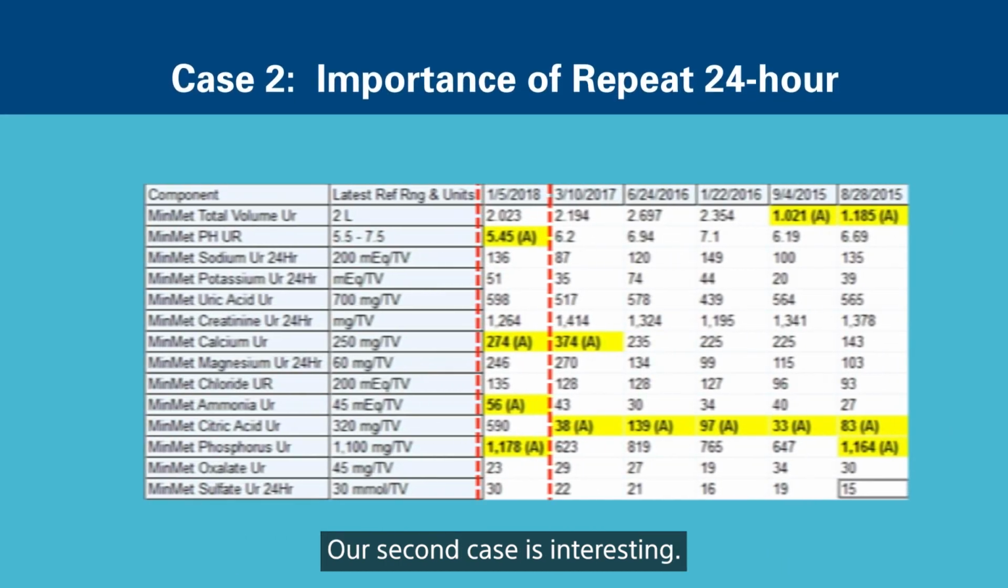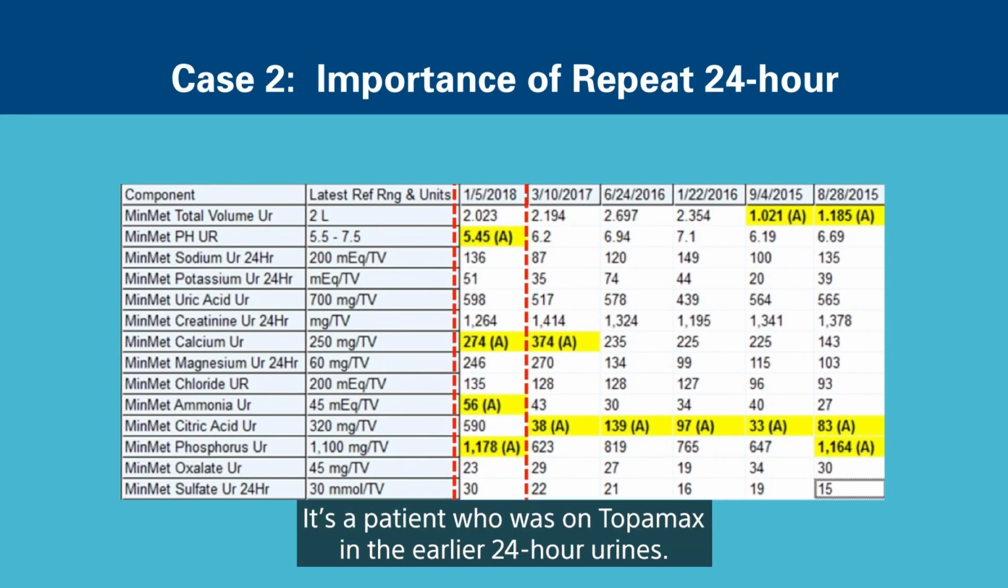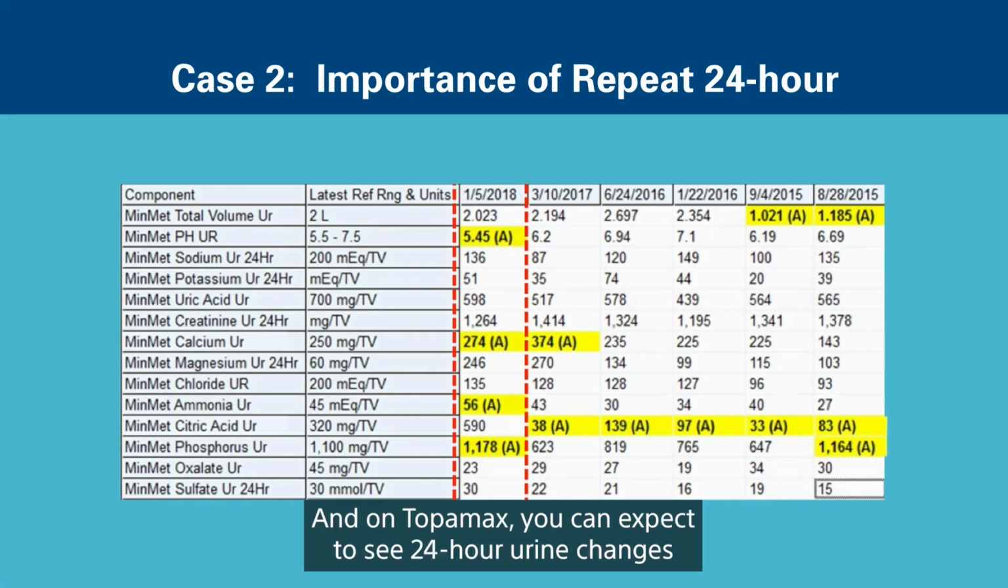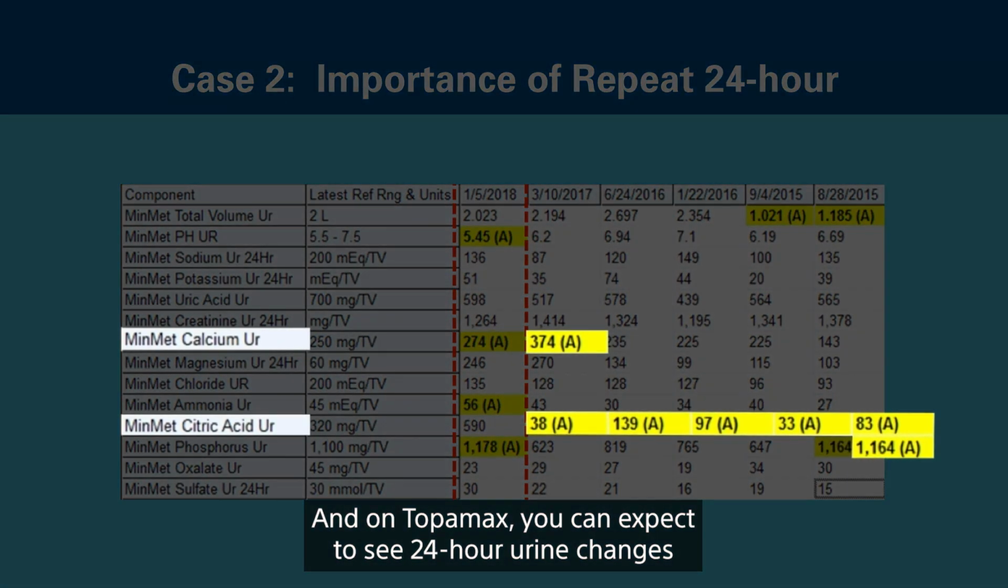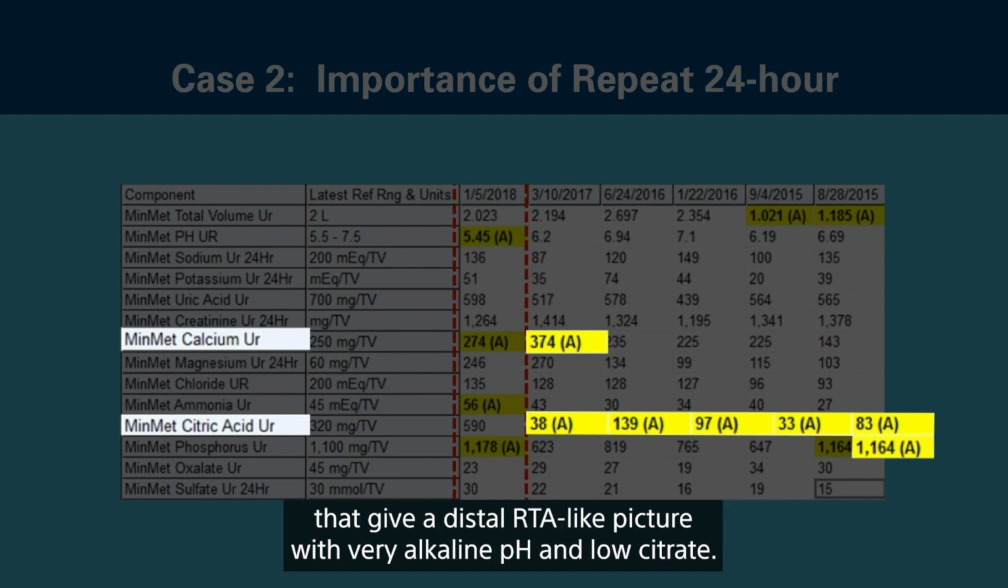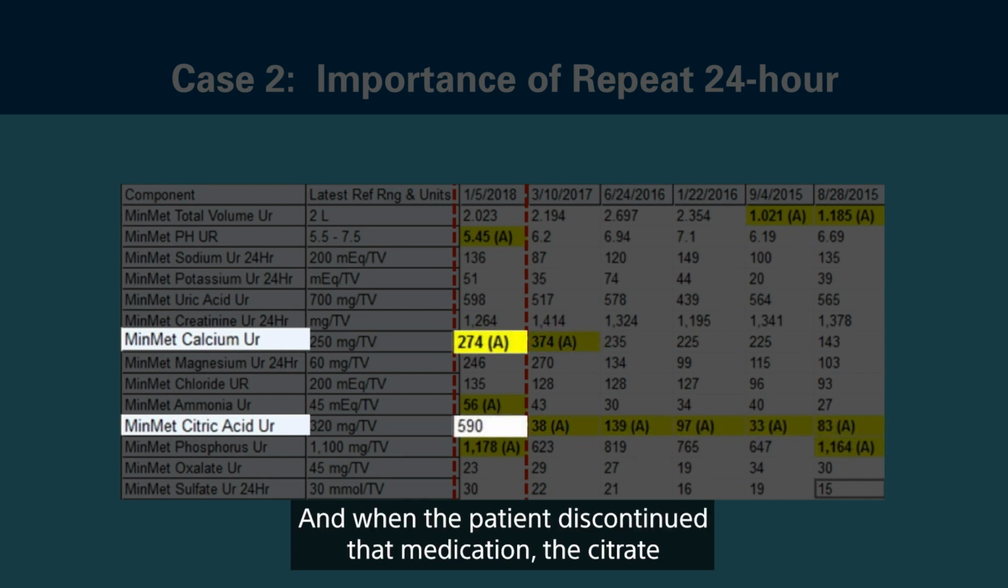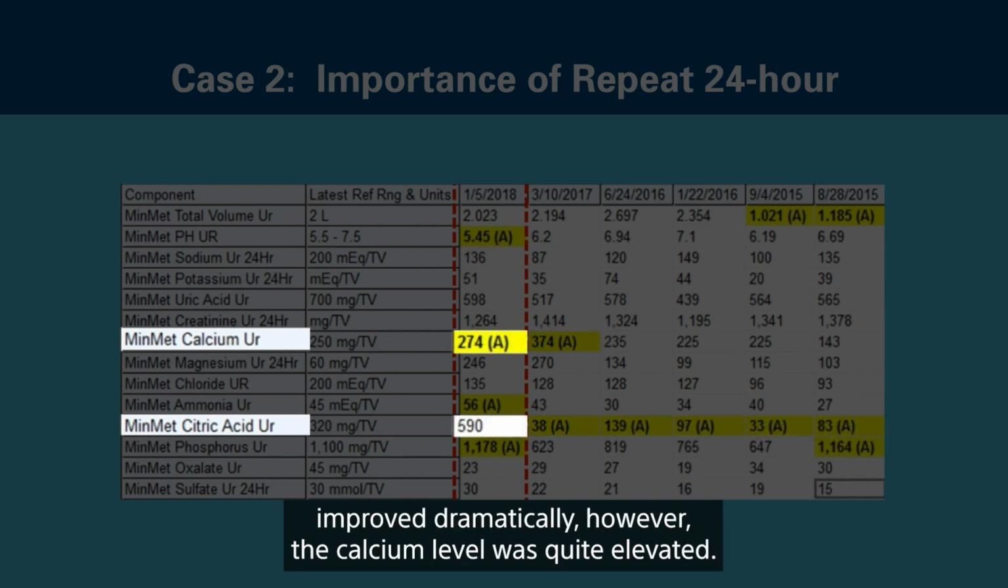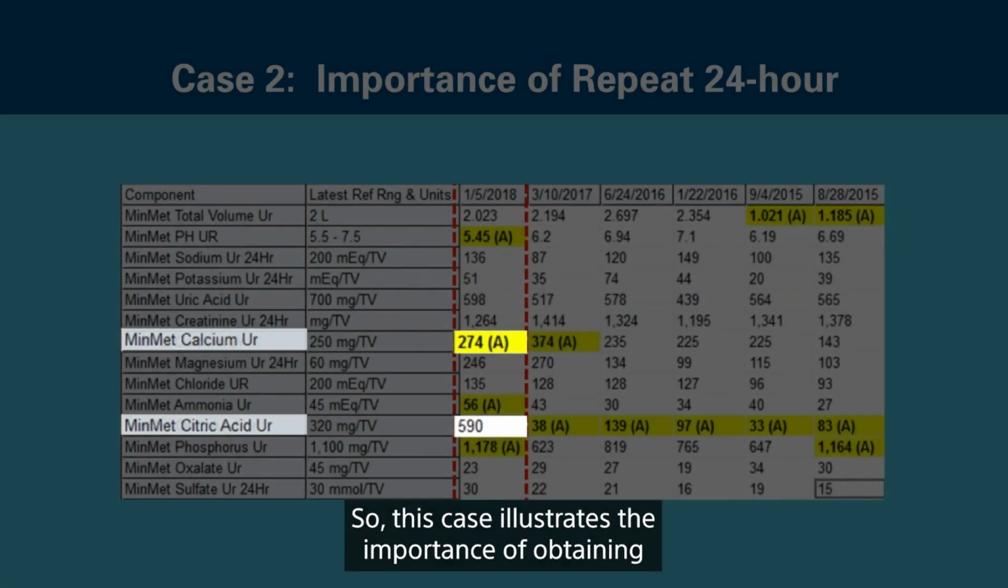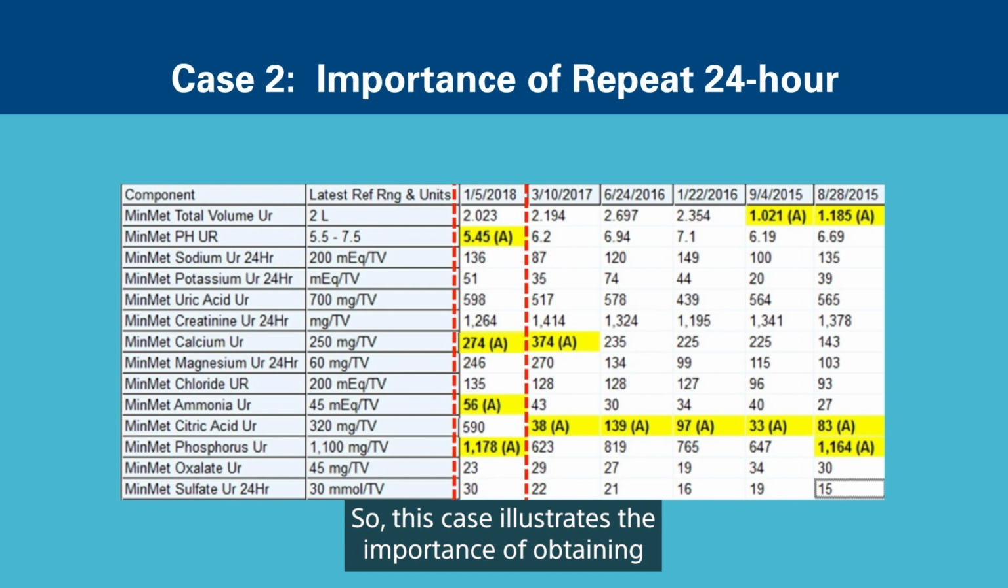Our second case is interesting. It's a patient who was on Topamax in the earlier 24-hour urines. On Topamax, you can expect to see 24-hour urine changes that give a distal RTA-like picture with very alkaline pH and low citrate. When the patient discontinued that medication, the citrate improved dramatically. However, the calcium level was quite elevated. So this case illustrates the importance of obtaining a 24-hour urine after making any changes.